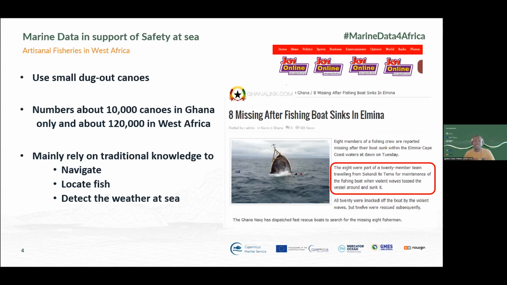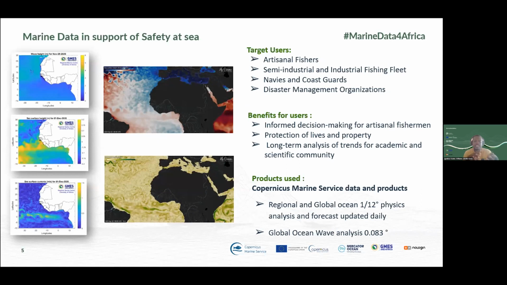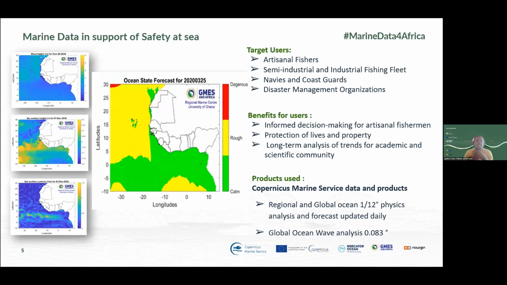In trying to address these issues, we're utilizing a whole lot of Copernicus marine data, looking at regional and global ocean physics analysis products and also the global ocean wave analysis products. These particular parameters, which have already been talked about, are combined into indices to be able to generate early warning maps like what we are seeing on the screen now for the entire West African region.